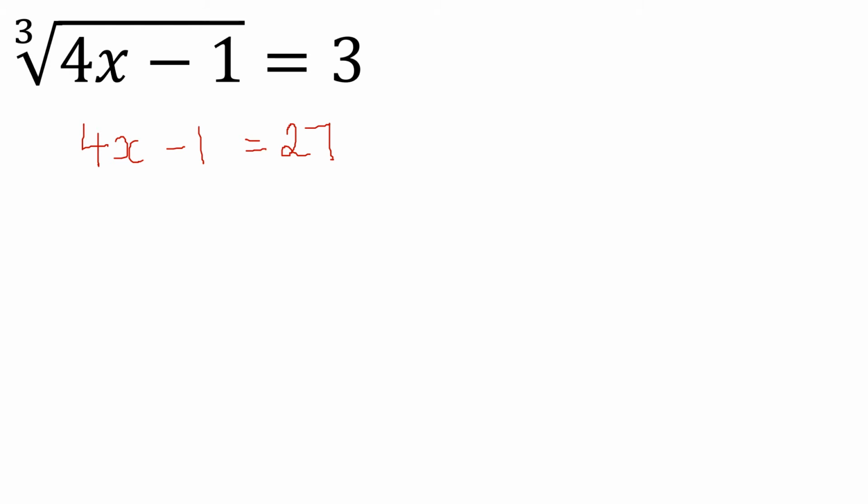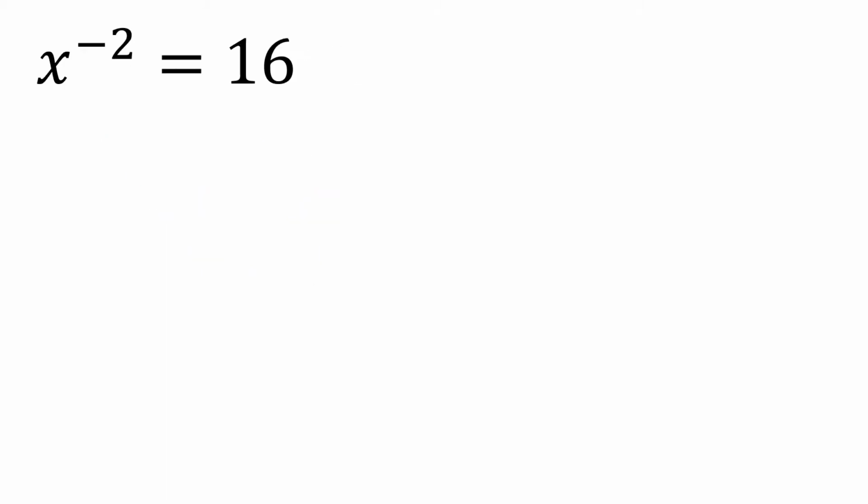So this is just a standard linear equation then. Inverse, we need to add 1 to both sides, so we'd be left with 4x is equal to 28. And then x isn't by itself, it's currently being multiplied by 4, so if we divide both sides by 4, we will be left with x is equal to 7.